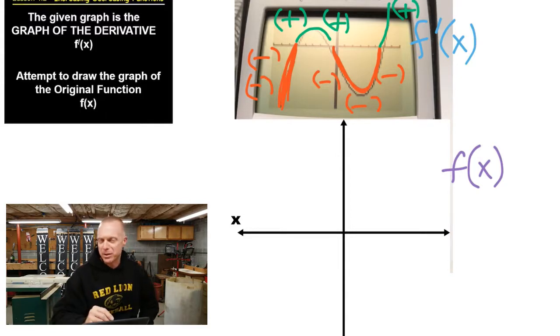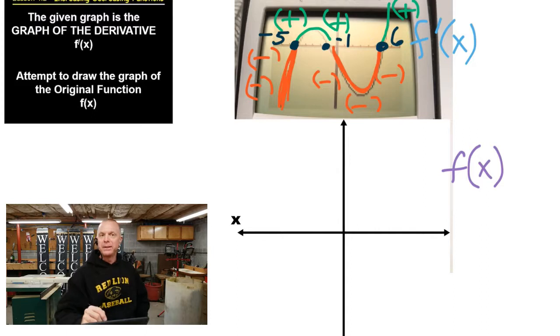Can you picture this function? Can you picture a function that it's first in the red? That means it's going down. Can you picture a function where at this critical point, I think it's at negative five, that it switches to positive slope? And then, well, at another critical point, it switches to be negative slope. And so we're using these x-intercepts carefully as part of our sketch.